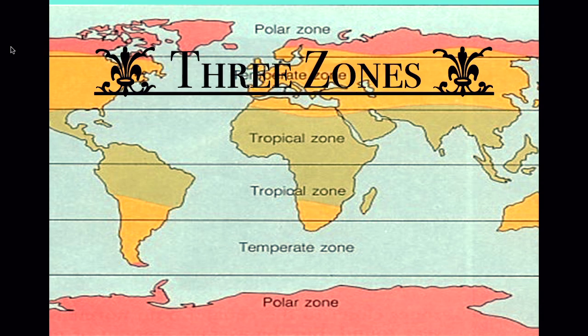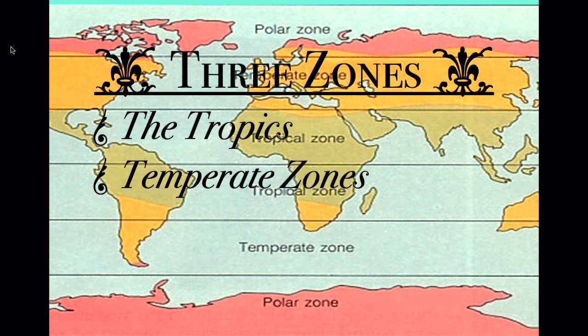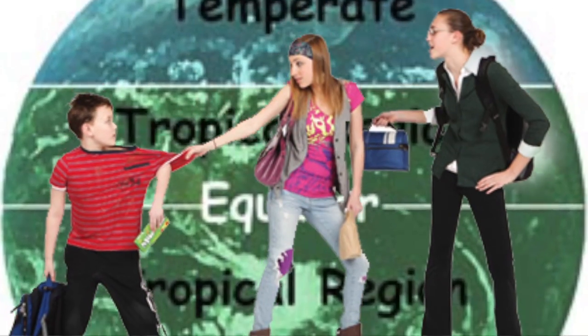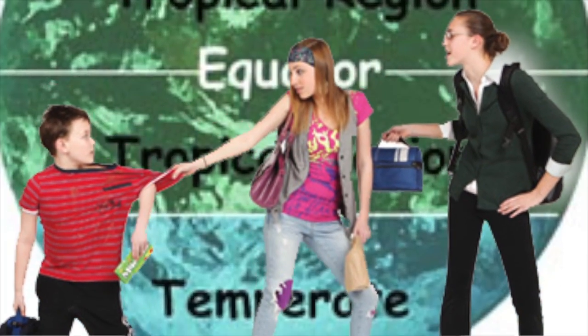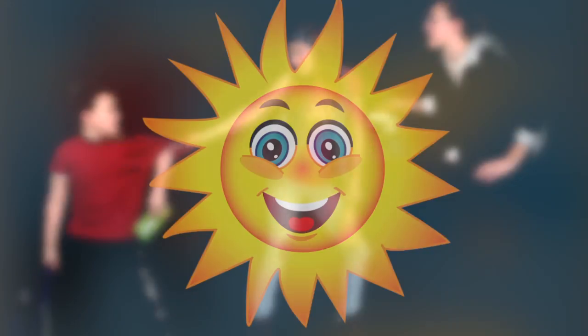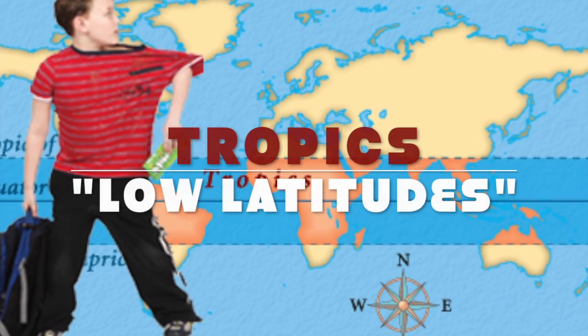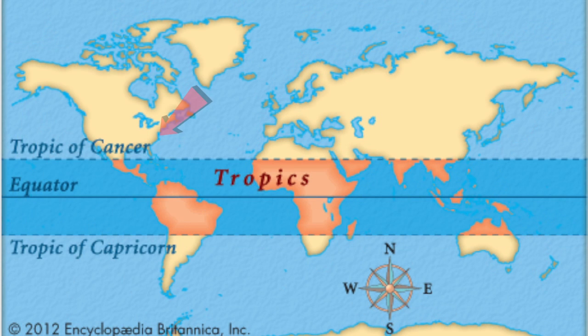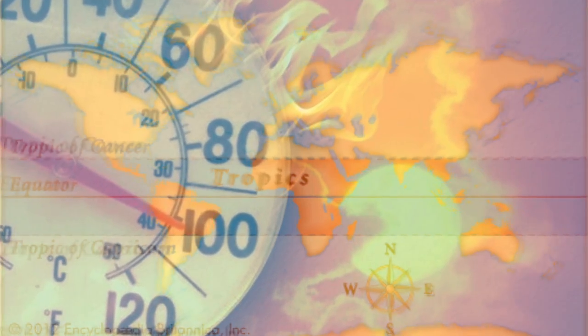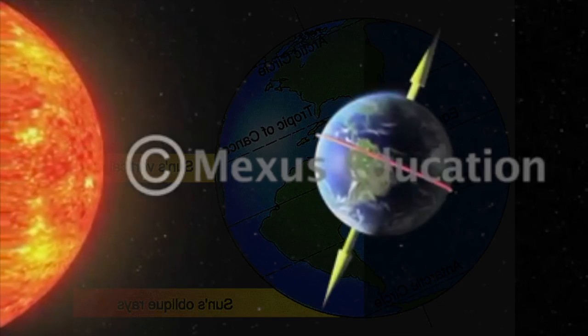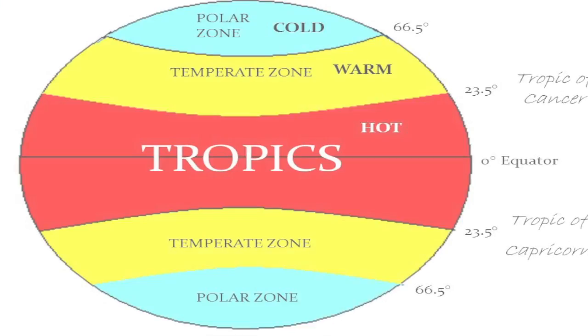The Earth can be divided into 3 zones: the tropics, temperate zones, and the polar zones. When I think about the zones, I like to think of them as 3 siblings, and the parents are the sun. The tropics, also called the low latitudes, are the youngest child. They lie between the Tropic of Cancer and the Tropic of Capricorn, and they think they're hot stuff, literally. So they get the most attention from the sun. The sun is almost overhead all year round in the tropics, making it the hottest zone to live in.